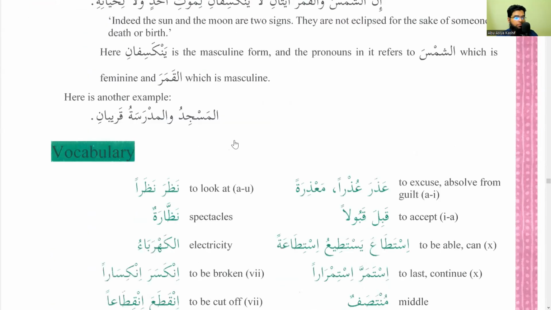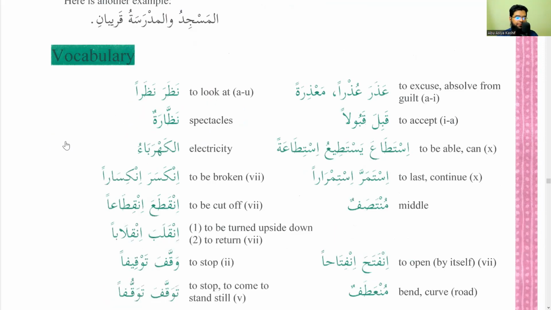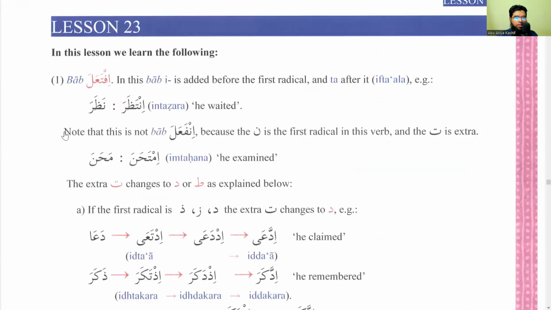Like al-masjidu wal-madrasatu qaribani. Now this is masculine, correct? This is masculine and this is feminine. Now which, qaribani or qaribatani? Which should it be? You'll use masculine. Going back to this, because that's what taghlib is. Taghlib means something is overpowering something. So masculine is overpowering feminine. And we are done. Alhamdulillah.